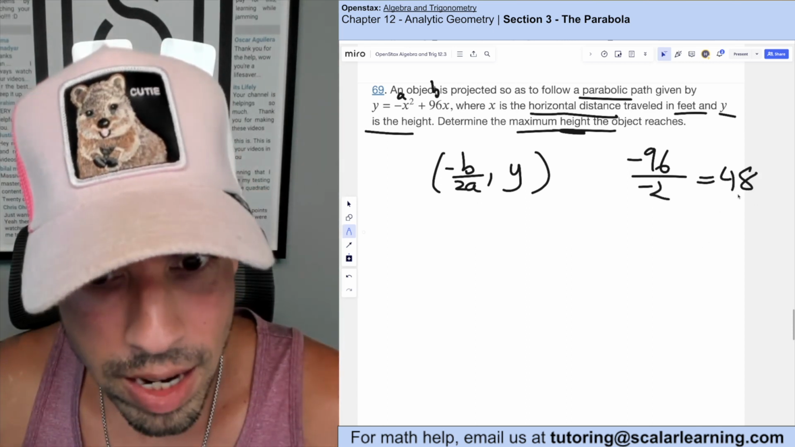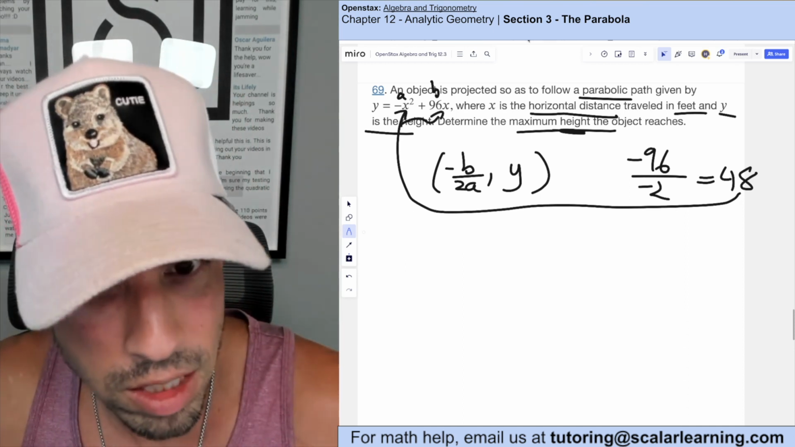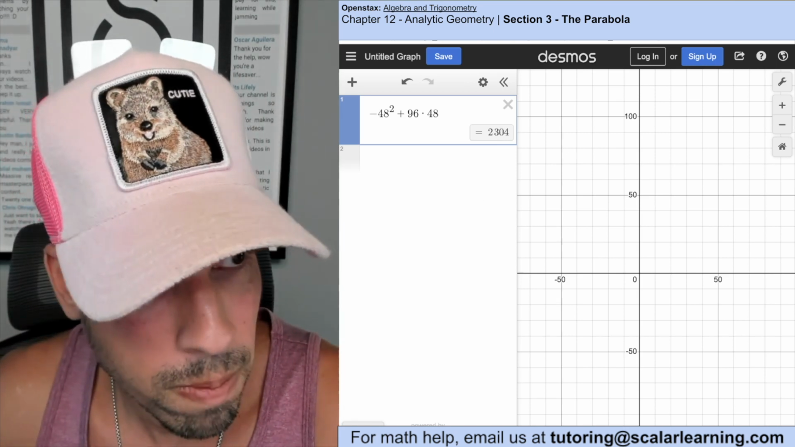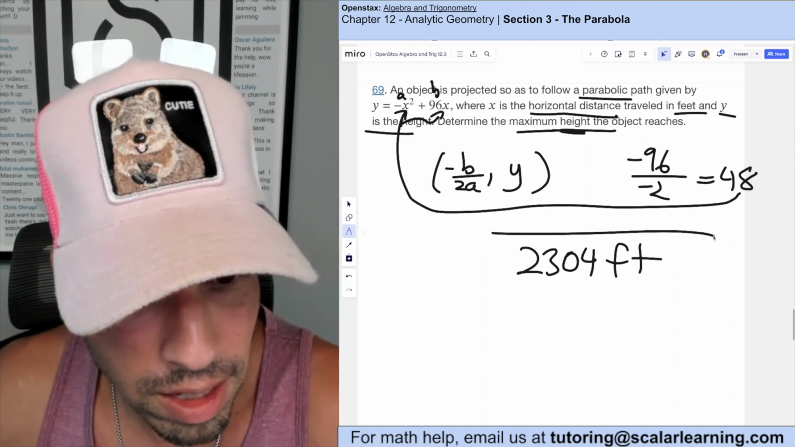Okay, now to find the height, we plug and chug this in here for the x values. Let's do that in Desmos. So there, as we plug it in, we get 2,304. So the answer is 2,304 feet. That's how you do it.